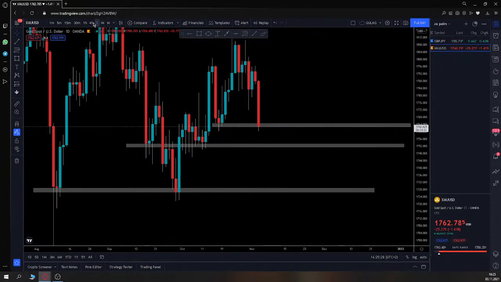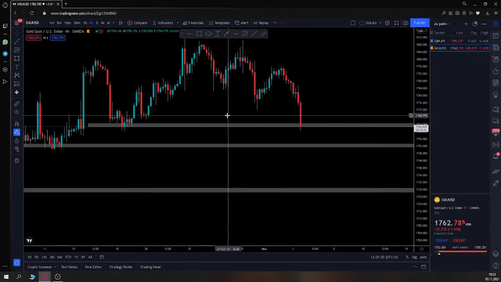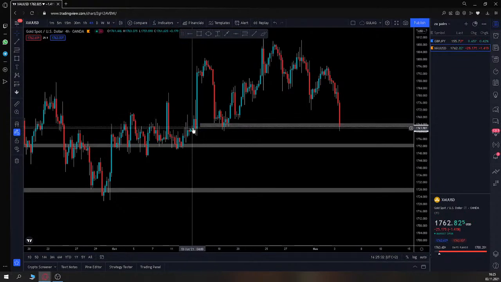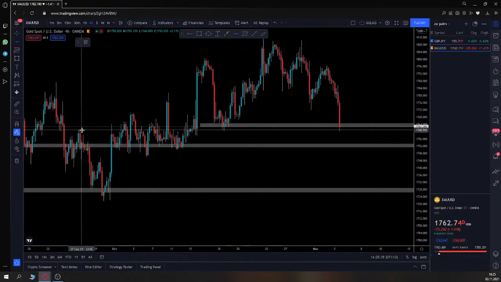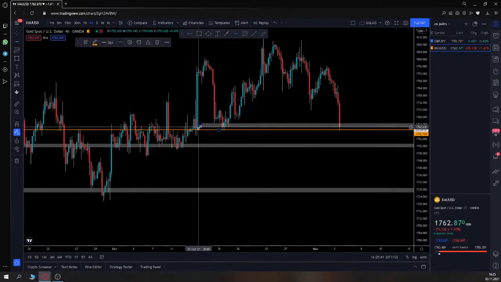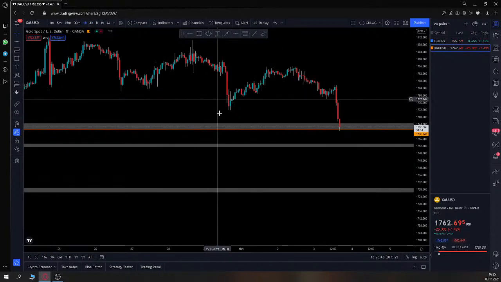Okay, so let's take a look on 4 hour. Yeah, 4 hour is very bearish. Okay, we are so bearish right now. Let's put a horizontal line right here because we have a lot of issues in that area. Okay, now let's go for the 1 hour time frame.